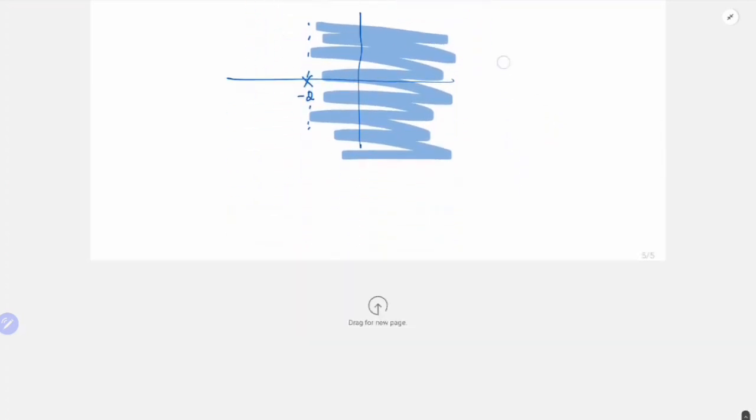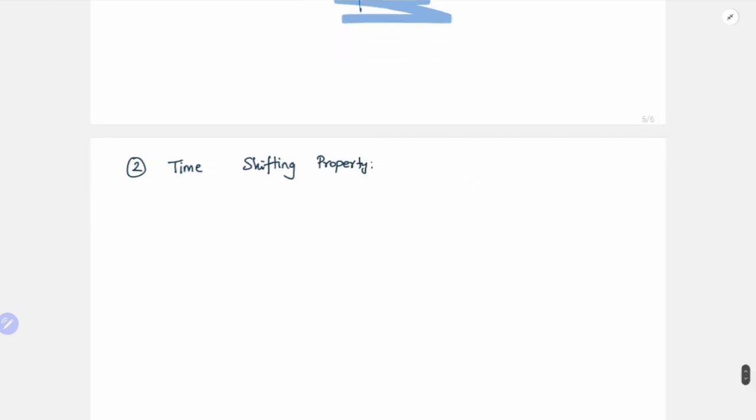Okay, let us now go to our next property, which is the time shifting property. If you see our time shifting property in the Fourier transform, what did we have? Let's say ROC is R. In the Fourier transform, for x of t minus t naught, we had e power minus j omega t naught x of j omega. So here similarly, we just need to replace j omega with s. So we have e power minus s t naught into x of s.